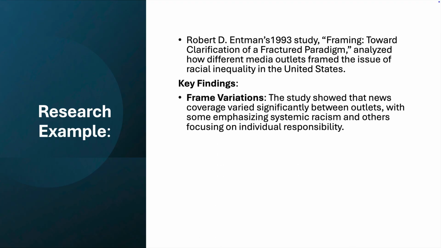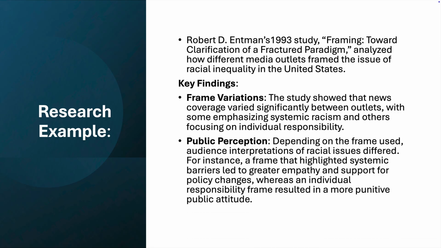Frame variations. The study showed that news coverage varied significantly between outlets, with some emphasizing systemic racism and others focusing on individual responsibility. And public perception. Depending on the frame used, audience interpretations of racial issues differed. For instance, a frame that highlighted systemic barriers led to greater empathy and support for policy changes, whereas an individual responsibility frame resulted in a more punitive public attitude.